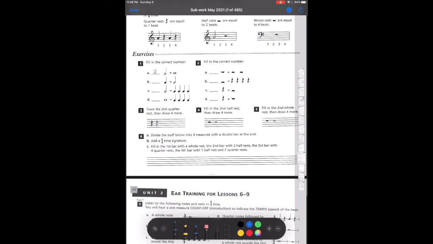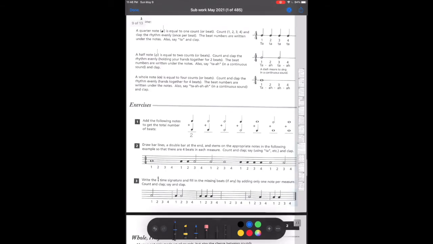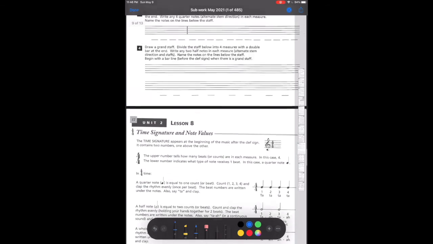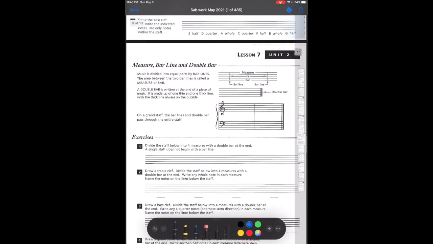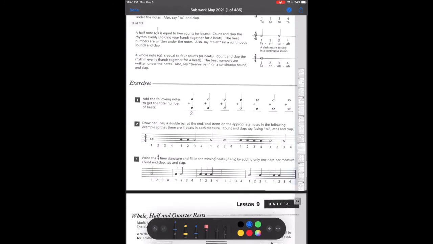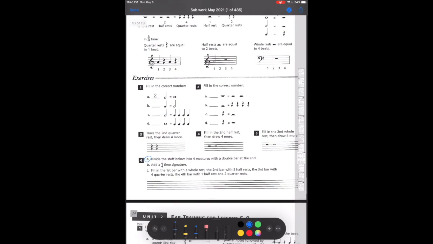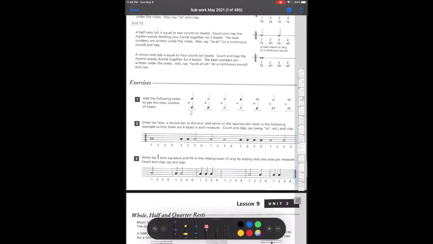All right, divide the staff into 4 measures with a double bar line at the end. That's what 6A is telling you to do. If you forgot how to do that, look at the previous pages. You did that already. Don't just sit complacently saying, I don't know how to do it. It drives me nuts. Add a 4/4 time signature. You learned about that on the last page.